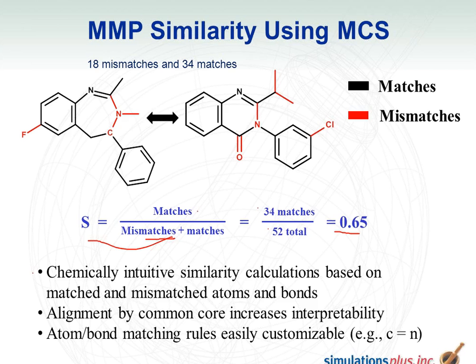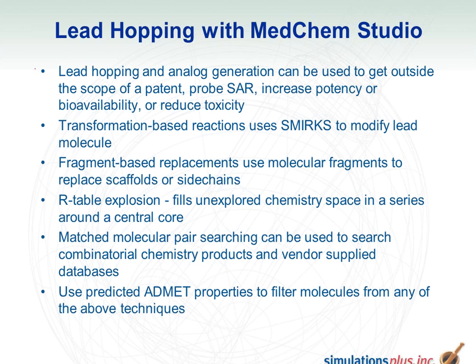This last slide is simply a summary slide of the talk. So we'll discuss lead hopping and analog generation. It can be used to get out of the scope of a patent, probe SAR, increase potency, bioavailability, or reduce toxicity. So I talked about the 4 different methods within MedChem Studio to find analogs or create analogs and lead hops.